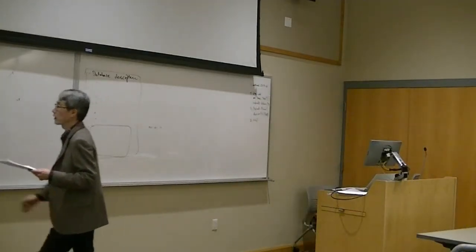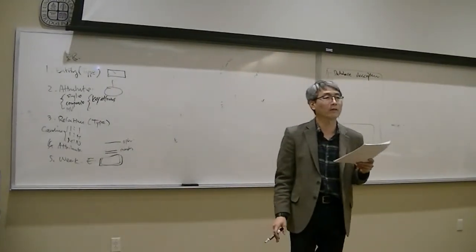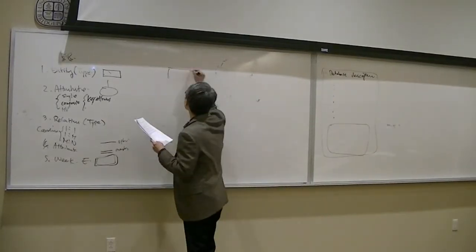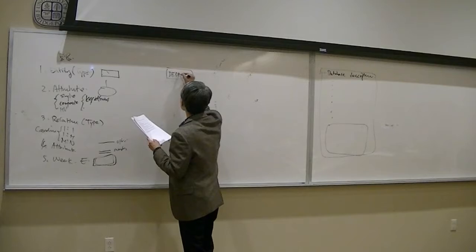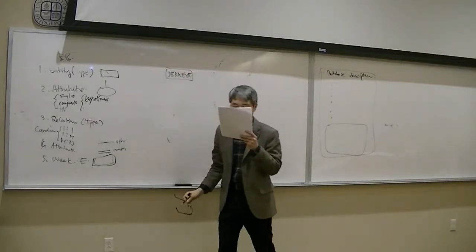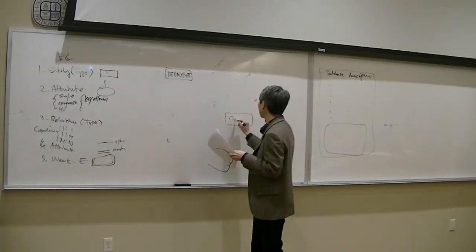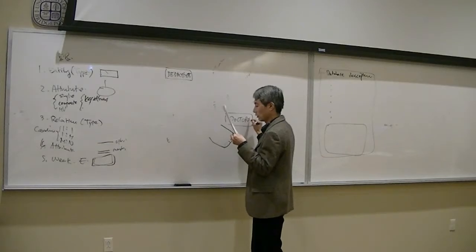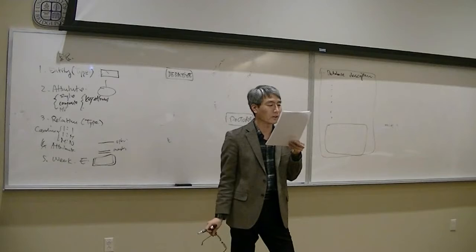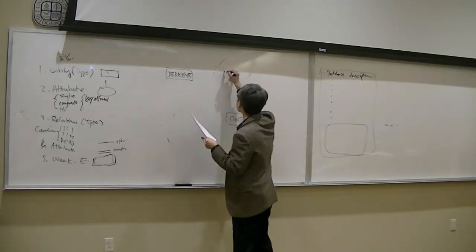So the first thing is to find the entities. What kind of entity types can you find from the description? First, we have a department. Very clear. What else? Doctor. We have a doctor also. So we have a number of receptionists. Can you find any further information about the receptionist? Yes. So we have the receptionist.